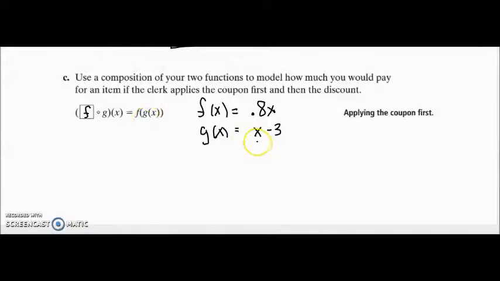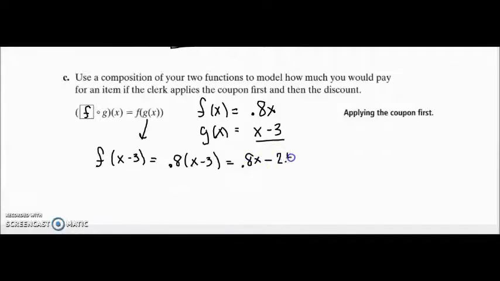Well, g of x is x minus 3. So this thing is going to become f of x minus 3. That means everywhere in f of x where there's an x, we're going to replace it with this. So this becomes 0.8 times, well, what was x before is now x minus 3. And if we distribute this, we get 0.8x minus 2.4.